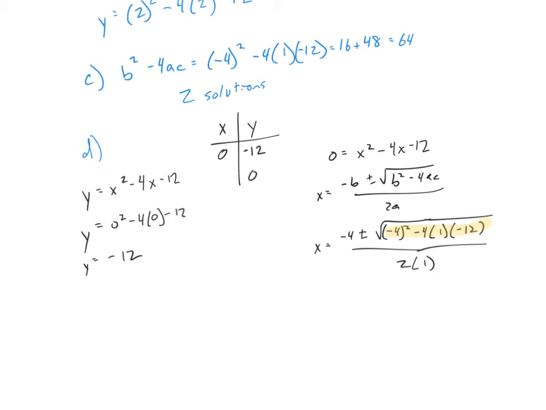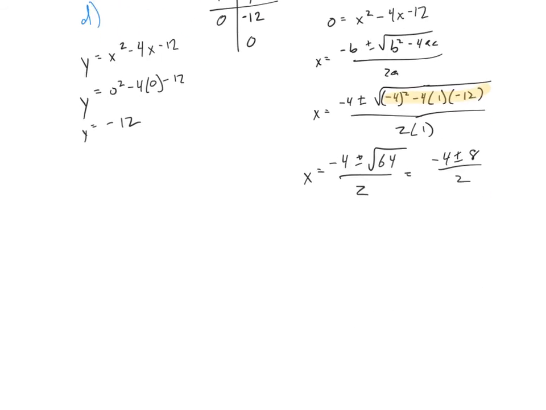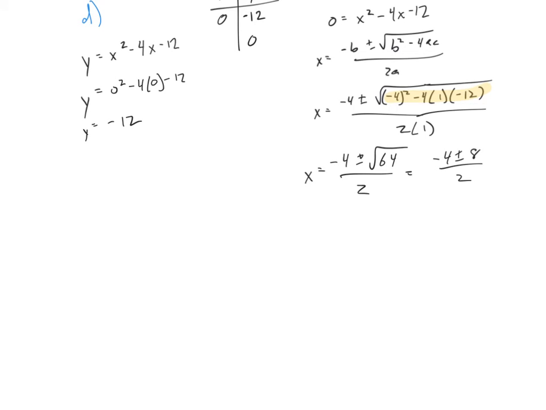So we have x equals negative 4 plus or minus the square root of 64 over 2. Square root of 64 is 8. Plus or minus 8 over 2. Almost there. Two solutions. Try that again. X equals negative 4 add 8 over 2, and x equals negative 4 subtract 8 over 2. The first answer is 2, and the second answer is negative 6. Okay, so 2 and negative 6 go in my table there.